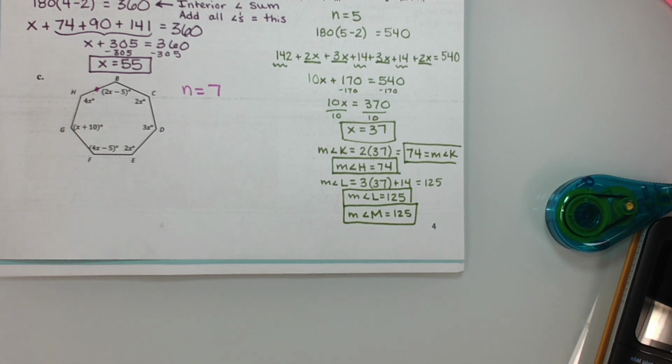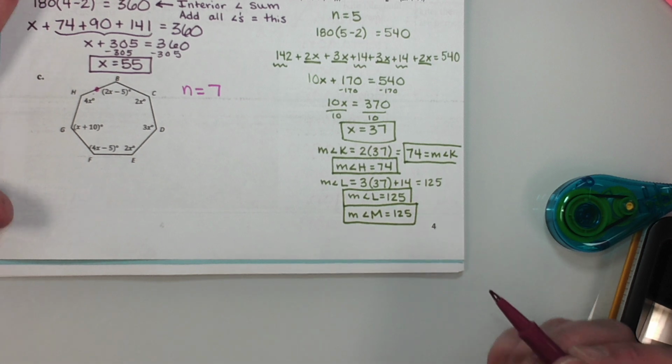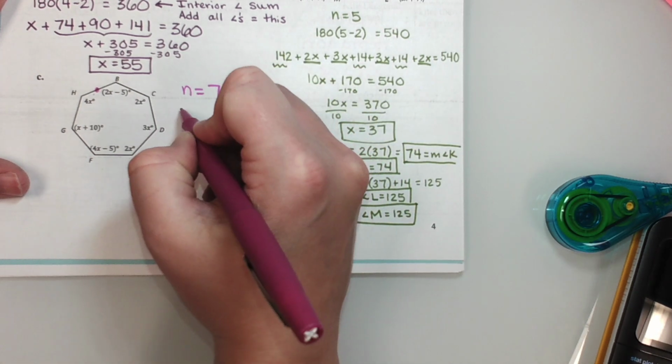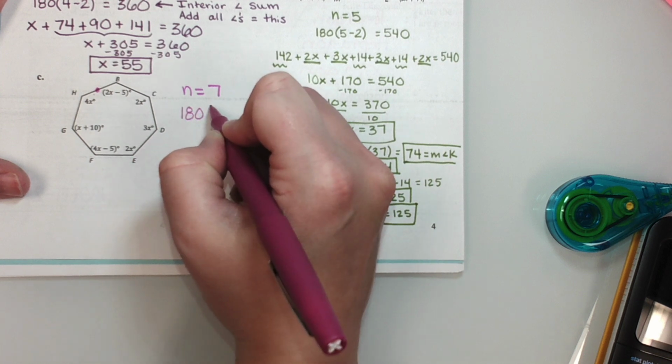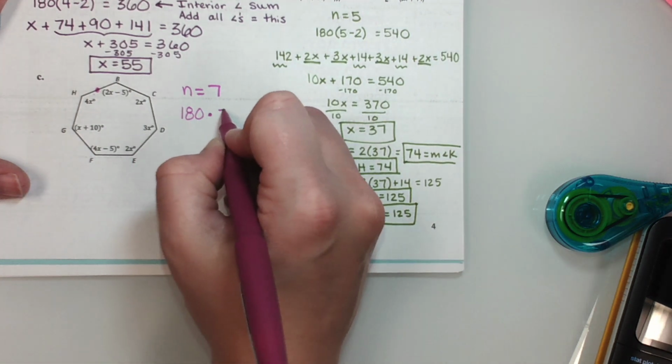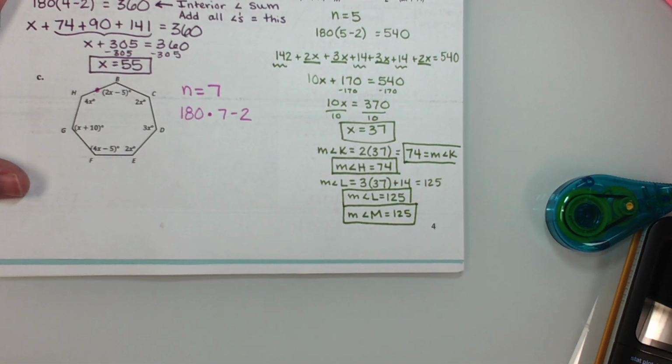Now it doesn't ask this, but I'm going to ask this. Peyton, what's the name of a 7-sided polygon again? Heptagon. Piper, what am I doing with that 7? You can plug it into the formula. Tell me what to write. 180 times 7 minus 2. Parentheses.